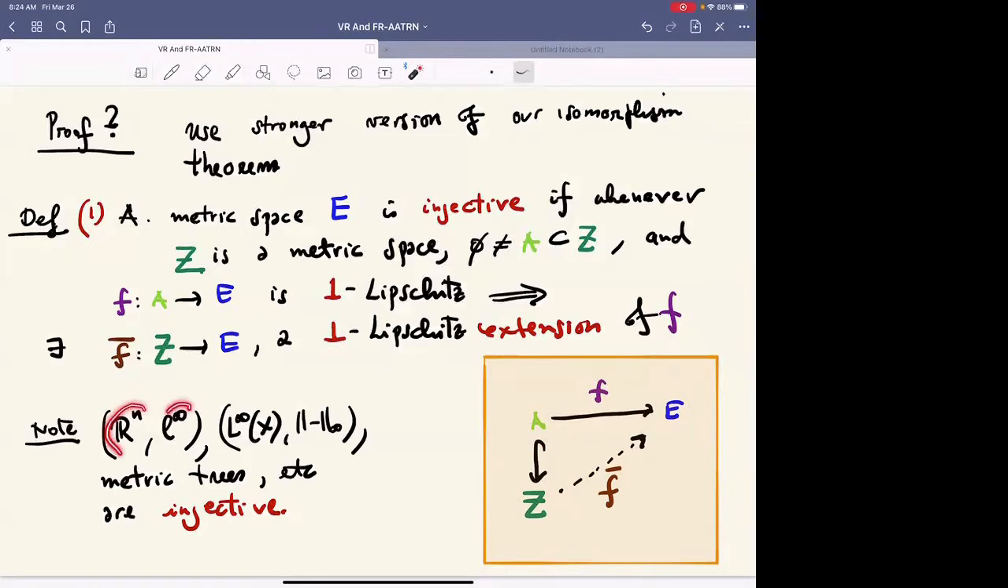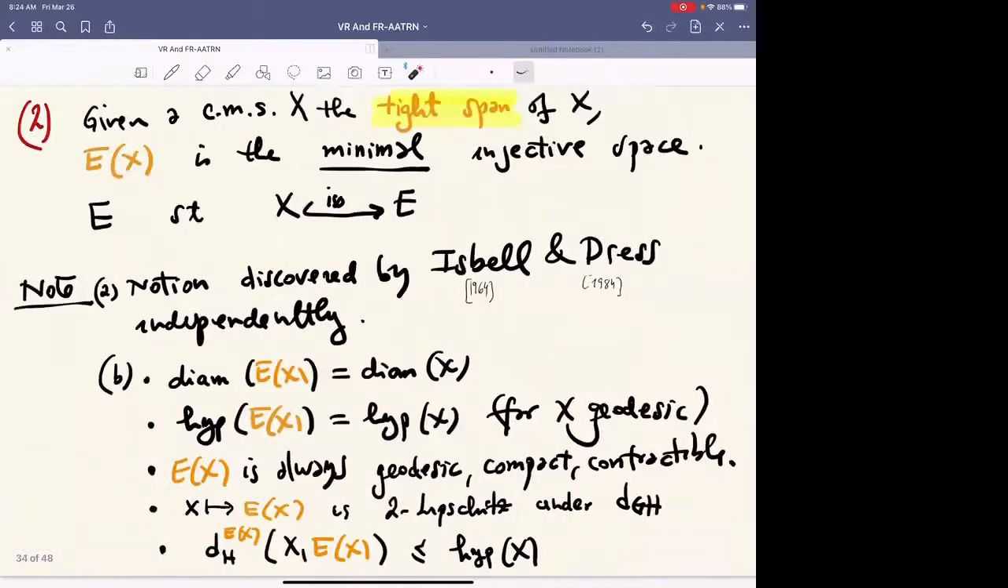Rn with the L infinity metric is injective. L infinity with the supremum norm is also injective. Metric trees are injective, for example. And there's an interesting phenomenon too, which is that given any compact metric space X, there exists an optimal injective ambient space for X. That is called the tight span and is denoted by E of X. E of X, the tight span of X, is defined to be the minimal injective space inside which you can isometrically embed X. The notion was discovered at least two different times, once by Isbell in the 60s and then by Andreas Dress in the 80s.